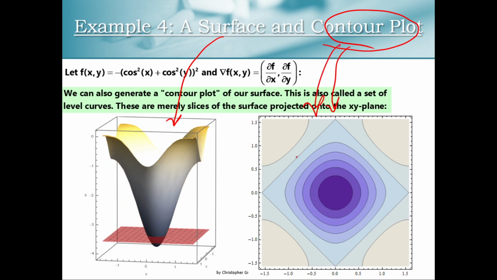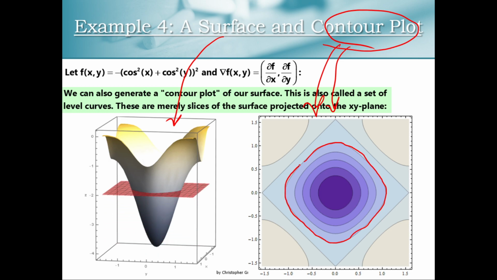Now, any one of these curves in this picture is called a level curve. What's special about one of these curves is that it's a path that you could walk on your surface so that your altitude stays level. And it makes sense, because how did we get this? We got it by intersecting our surface with a horizontal plane. So this is called a level curve.